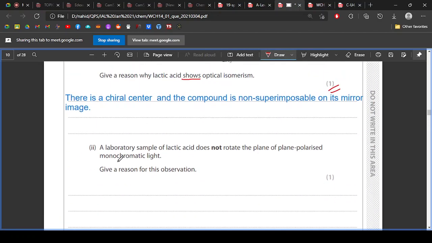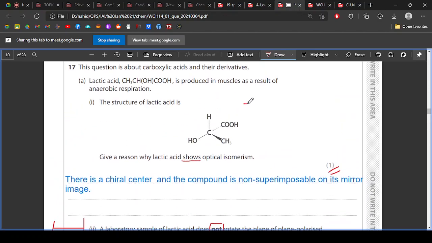And then they're telling us that a laboratory sample of lactic acid does not rotate the plane polarized monochromatic light. They said give a reason for this observation. So they're telling me that imagine I have a sample, a solution, and imagine this is filled with lactic acid. Now lactic acid, we know that it shows optical isomerism, right? So it's supposed to rotate the plane of polarization of light, either clockwise or anti-clockwise. It must be able to rotate it.